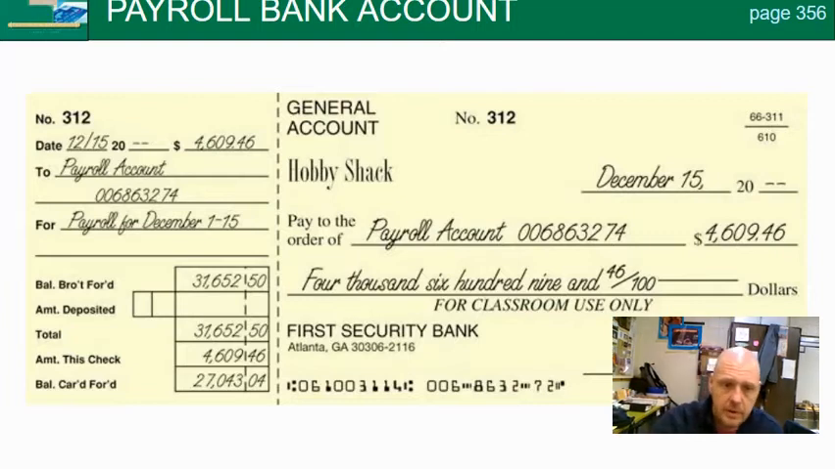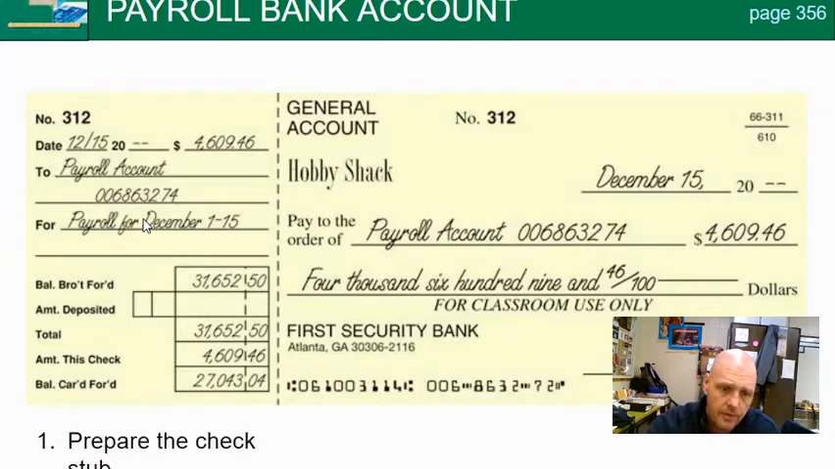So you can jump forward to page 356 in your textbook. It looks like a normal paycheck. Here's our balance brought forward. Were there any deposits? What's the total? How much is the check? What's your balance going forward? Okay, who is it written to? Well, here we're writing out to the payroll account or payroll checkbook. And what was it for? Again, payroll for December 1 to December 15.